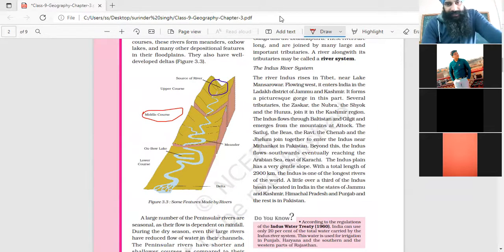Clear? I'm again repeating for U-shaped valleys. When the river leaves the mountains and enters the plains, suddenly its velocity decreases and the river cuts its sides as well as its base. With the erosion of the sides and the base of a river, U-shaped valleys are formed. Clear, Jia? Formation of U-shaped valleys. Any other questions still there?